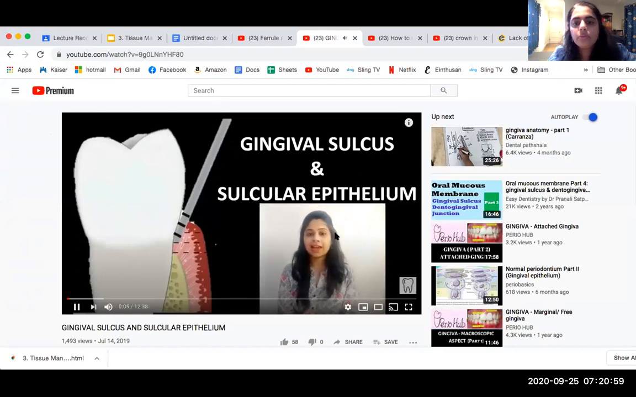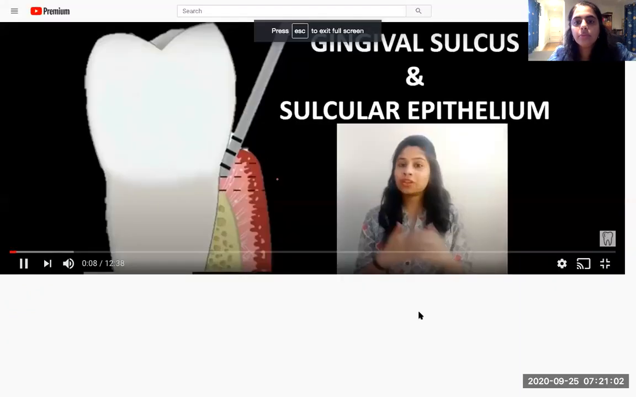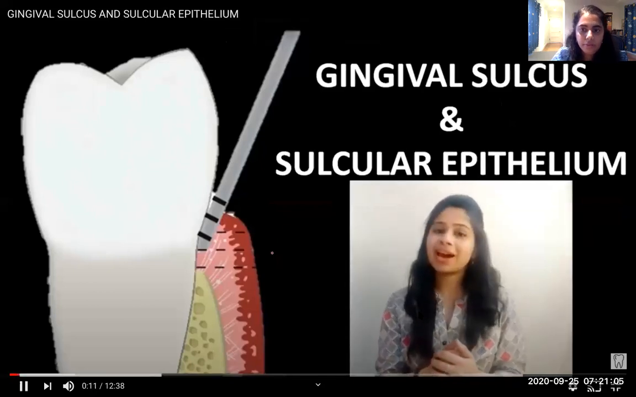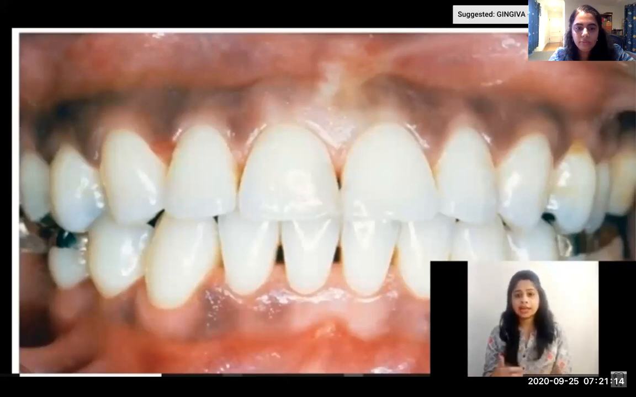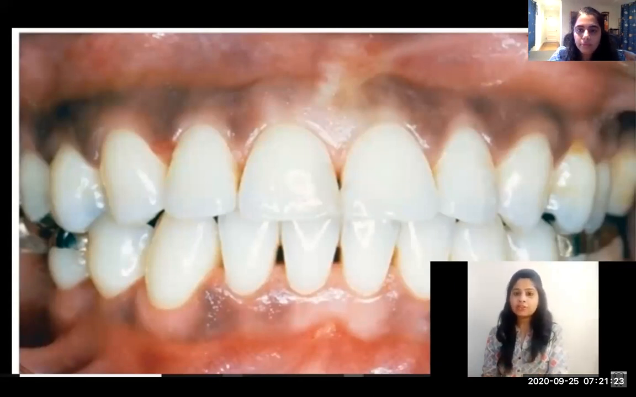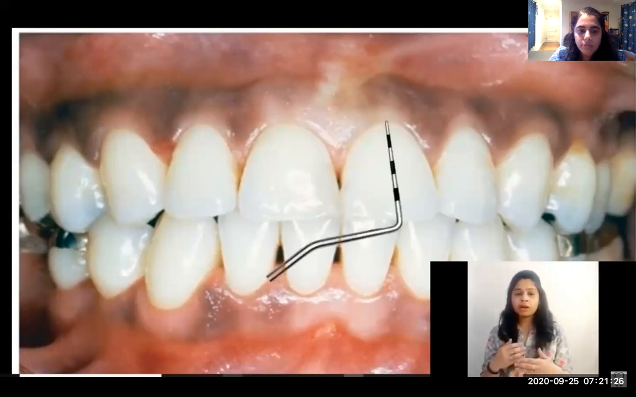The gingival sulcus and the adjacent sulcular epithelium. So without wasting much time, I welcome you all to the Perio Hub, and let's get started. So here we see a clinical picture of the maxilla and the mandible, and in the previous broadcast we discussed in detail how gingiva can be anatomically divided into marginal gingiva, attached gingiva and the interdental papilla. So here if we try and insert a periodontal probe, which is nothing but an instrument to assess the periodontal status, and we insert this probe between the marginal gingiva and the tooth structure, it enters into a space, and this space is termed the gingival sulcus or the gingival crevice.